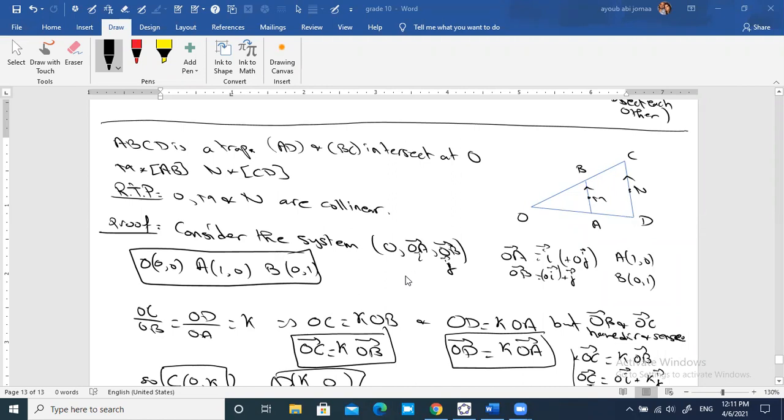We applied Thales theorem. We applied some skills in geometry. But the method of solution is using the coordinate system.